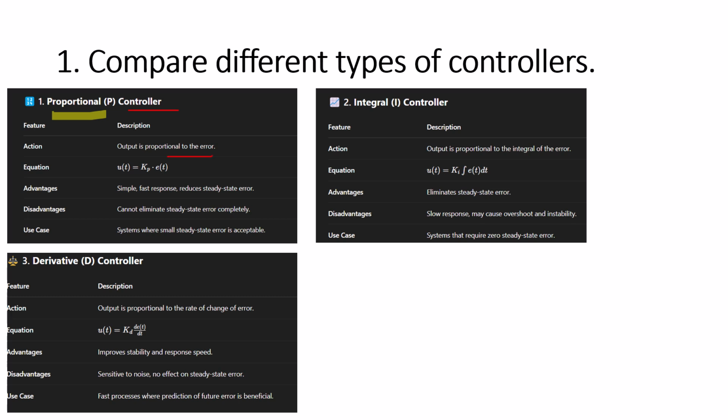That means if you tell the system I want 50 degrees Celsius, but actually it gives me 48 degrees, so 2 degrees is the error. So the proportional controller output is proportional to the error. We remove the proportional sign and put Kp here, that means the proportional coefficient.